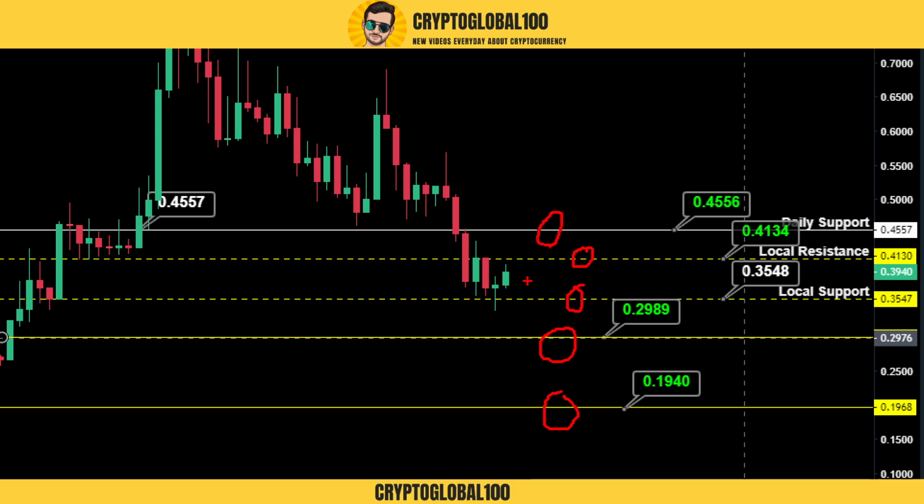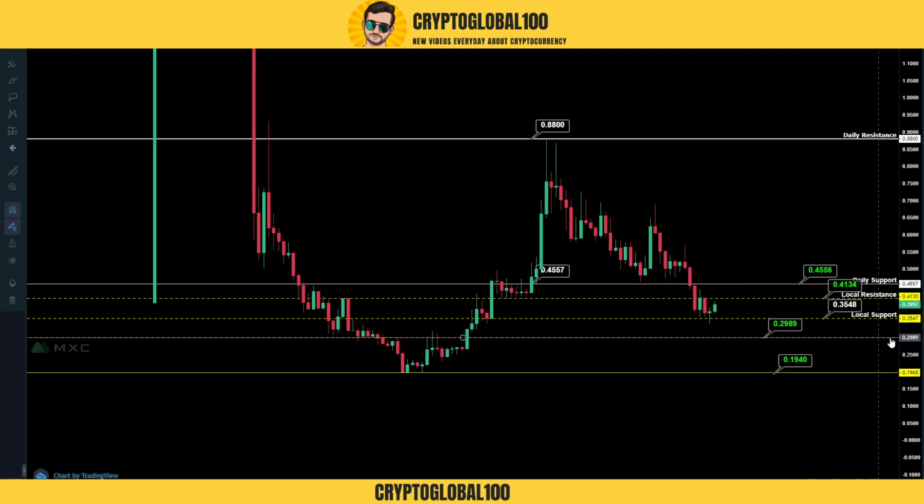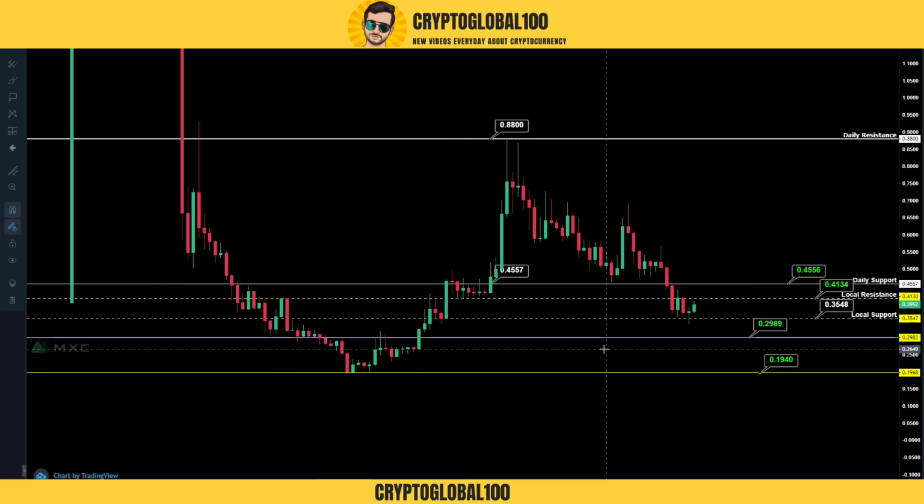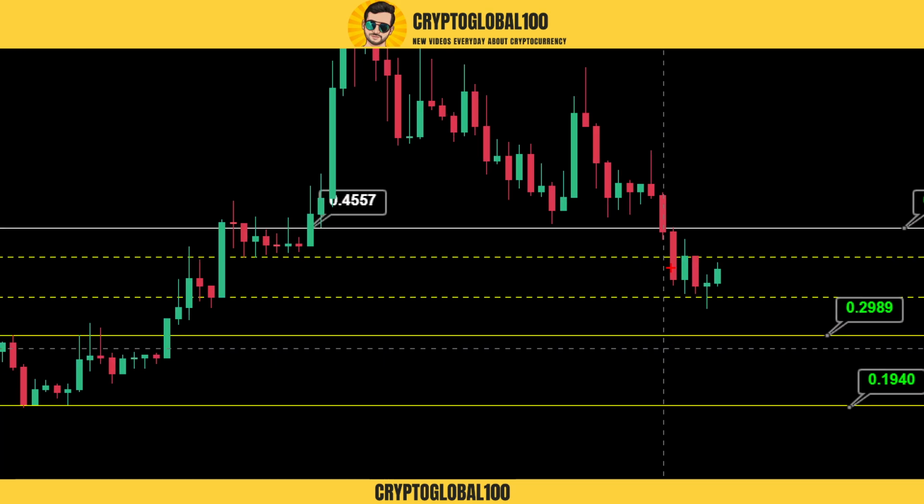If we see another dump, we can expect price to move down to the 0.29 level, and price is then going to consolidate here. And if we see another dump, we can go further down to the bottom, which is 0.1940. So you have to watch out for the Bitcoin price and the BTC dominance. For now, what I'm thinking is that price is in consolidation.